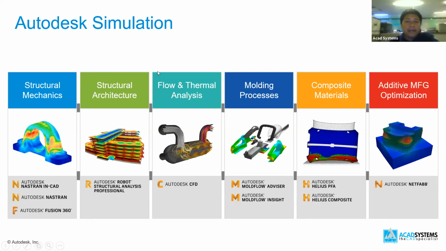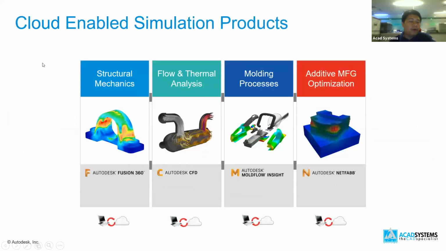For flow and thermal analysis, you can go directly with Autodesk CFD, computational fluid dynamics, and Moldflow: Moldflow Adviser or Moldflow Insight, these two. If you want to do topology optimization, you can go with Netfabb. And for those who love to work with cloud, you had better choose Fusion, CFD, Moldflow, or Netfabb. So this is the solution that Autodesk gives to clients to use.